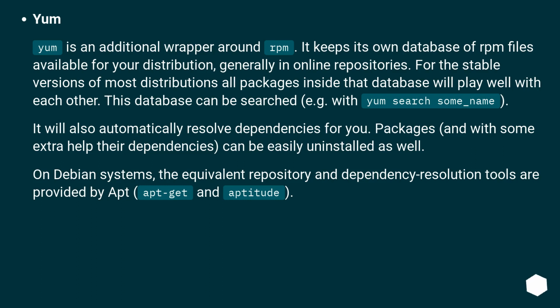Yum. Yum is an additional wrapper around the RPM. It keeps its own database of RPM files available for your distribution, generally in online repositories. For the stable versions of most distributions, all packages inside that database will play well with each other. This database can be searched, for example with yum search some_name.